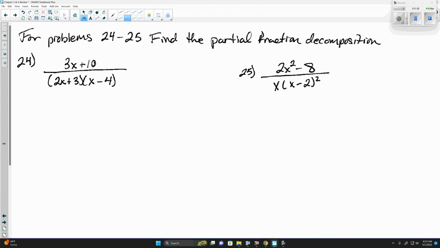Well, 25 has 3 factors because we have x, x minus 2, and x minus 2 squared. Since the degree of each one is technically 1, because even though the last one has parentheses squared, it's still just a single term. Now we're going to multiply everything by the denominator of what we started with, so x times x minus 2 squared.